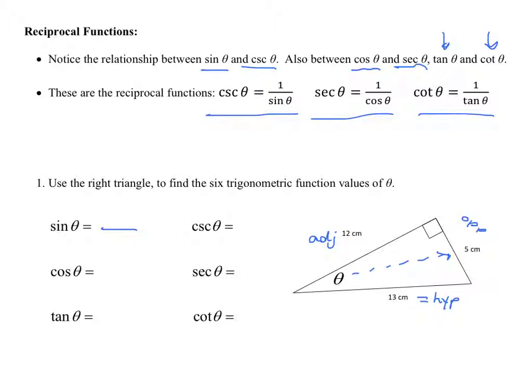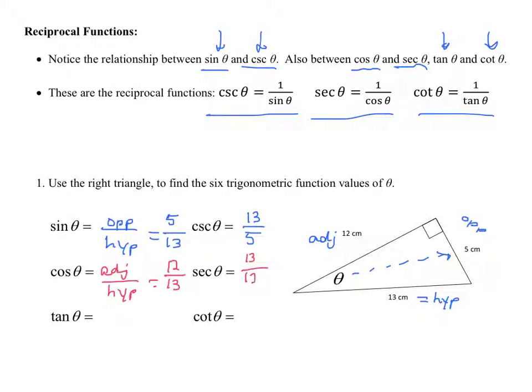The sine is opposite over hypotenuse. So that would be 5/13. Immediately I can get the cosecant because the sine and the cosecant are reciprocals. So 13 over 5. Now let's do the cosine of theta. That's adjacent over hypotenuse, right, you guys? So that's going to be 12 over 13. And do I get the secant? Yeah, I do. It's 13 over 12.